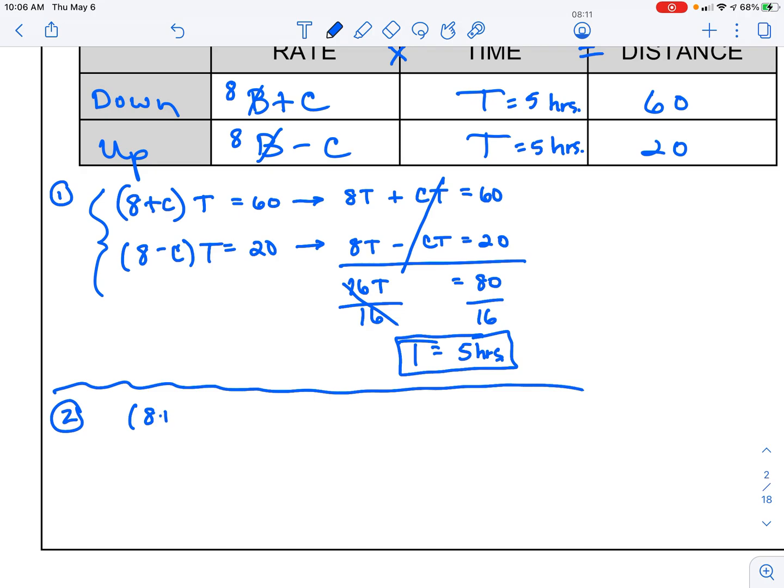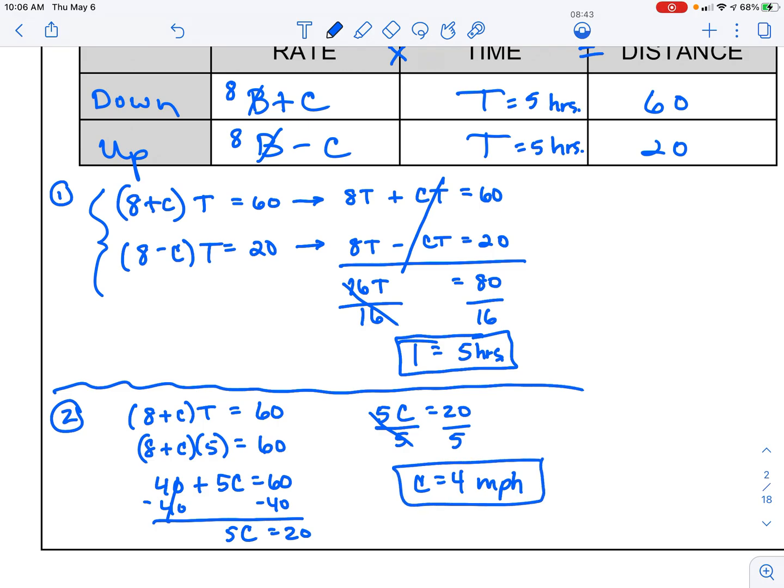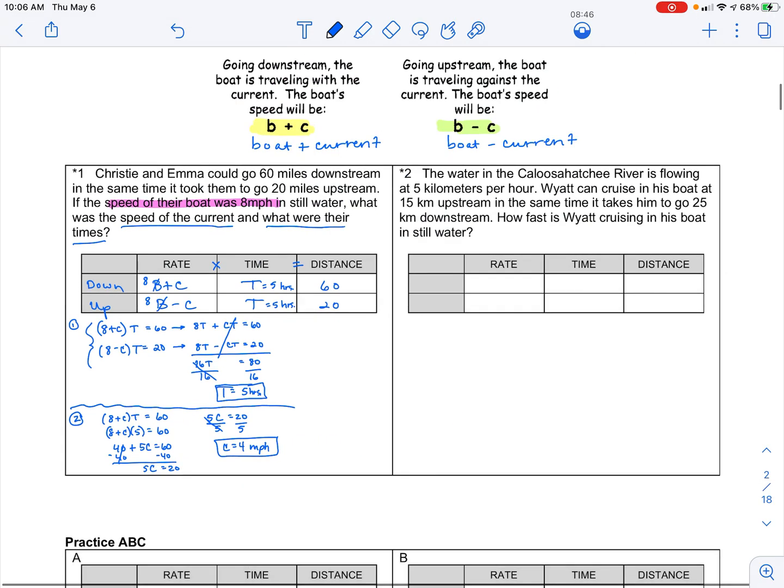So we can take one of these. We'll just take 8 plus C times t equals 60. Just grab one of those above and fill in what we have. We have time now, which is 5. And we're going to have 40 plus 5c equals 60. Subtract 40. 5c equals 20. We divide both sides by 5, and c is going to equal 4 miles per hour. That's the speed of the current. So that's how you do this. They're really quite simple. Let's look at number 2.